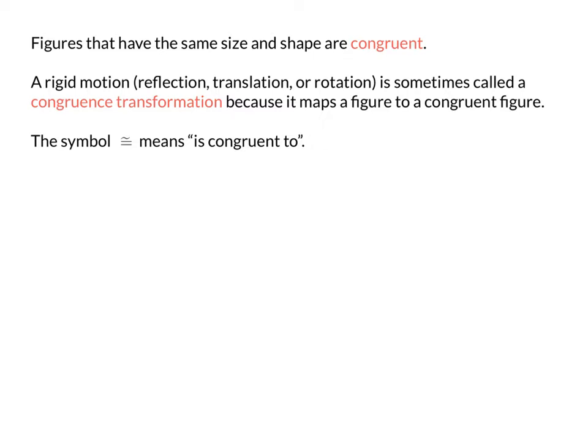We take one figure and we do any sort of congruence transformation or rigid motion to it, and it creates a new congruent figure. Okay? The symbol down here that has that equal sign with a little squiggle on top of it is the symbol we use to mean congruent. So we read it just like "is congruent to," just like we would read an equal sign as "is equal to." Okay? Let's take a look at some congruent figures.